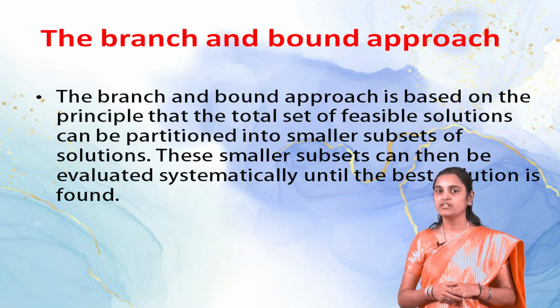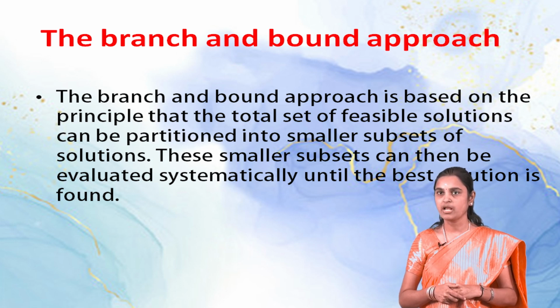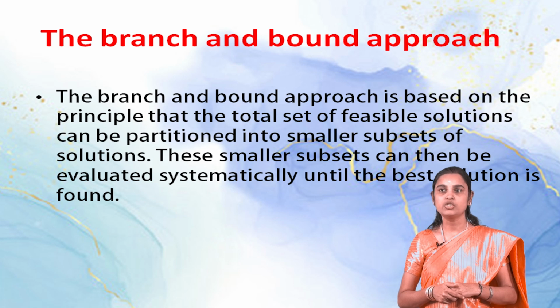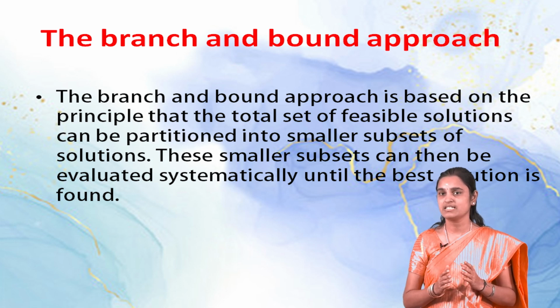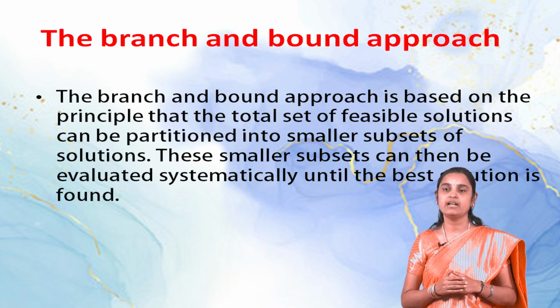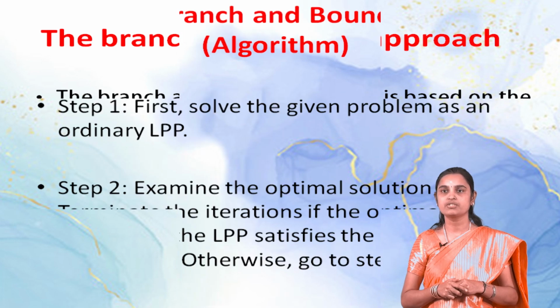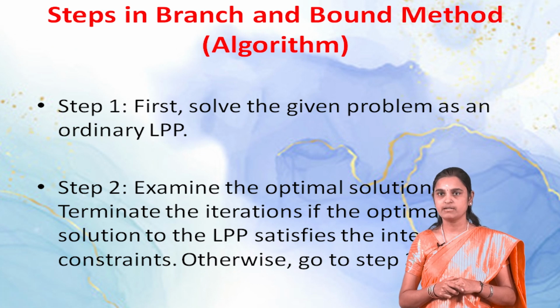There are a lot of techniques to solve integer linear programming. The first one is the branch and bound approach. The branch and bound approach is based on the principle that the total set of feasible solutions can be partitioned into smaller subsets of solutions. That is, the problem is broken down into small subsets and then solved. These smaller subsets can then be evaluated systematically until the best solution is found. Now let's discuss the algorithm of the branch and bound method.